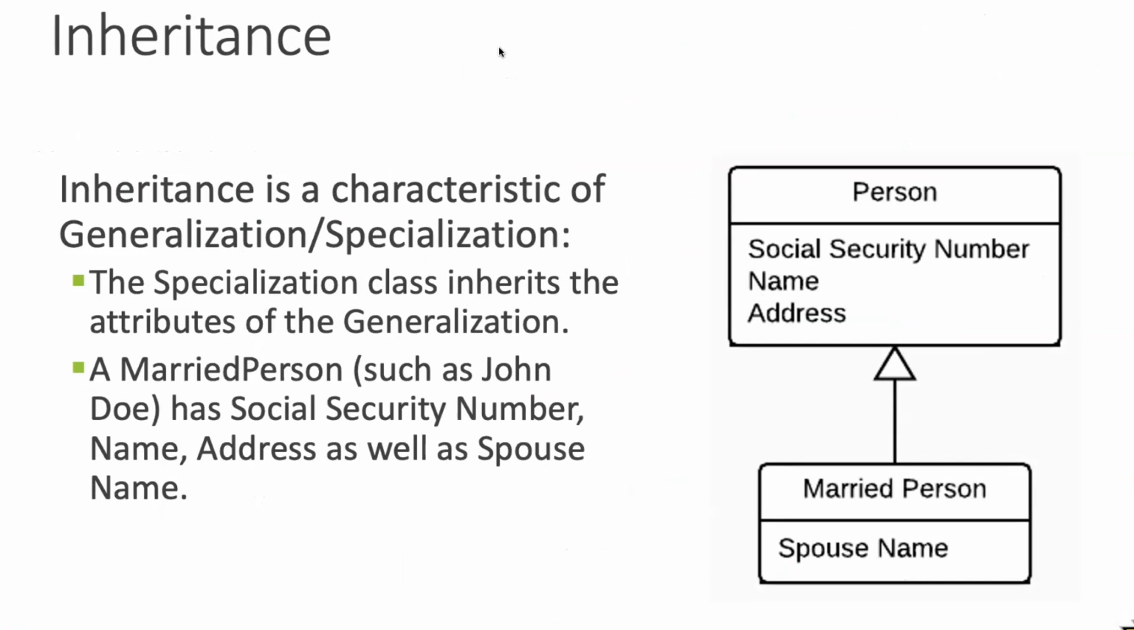the same attributes. Okay. So as an example here, the generalization group, which is the person, has social security number, name, and address as attributes. Okay. And the specialization group, married person, we can just write the spouse name as an attribute, but technically, married person has 4 attributes, which is the social security number, name, address, plus the spouse name.